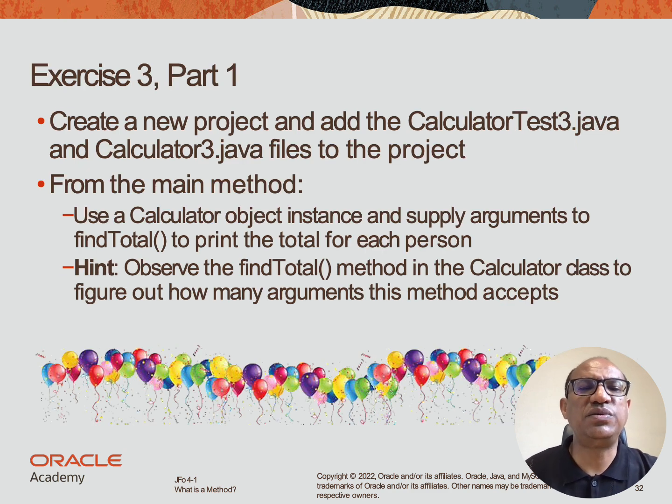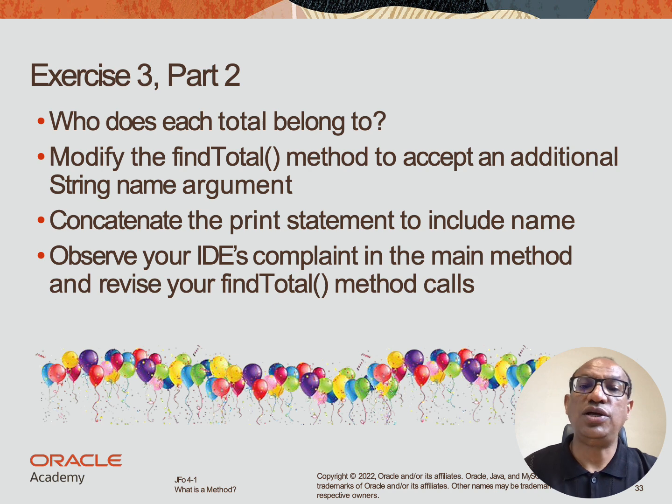In exercise 3, you'll start modifying your findTotal method to accept arguments. This lets you customize the behavior based on input values. You'll then add another argument, the person's name, to personalize the output. Java will guide you through the adjustments with its helpful errors.